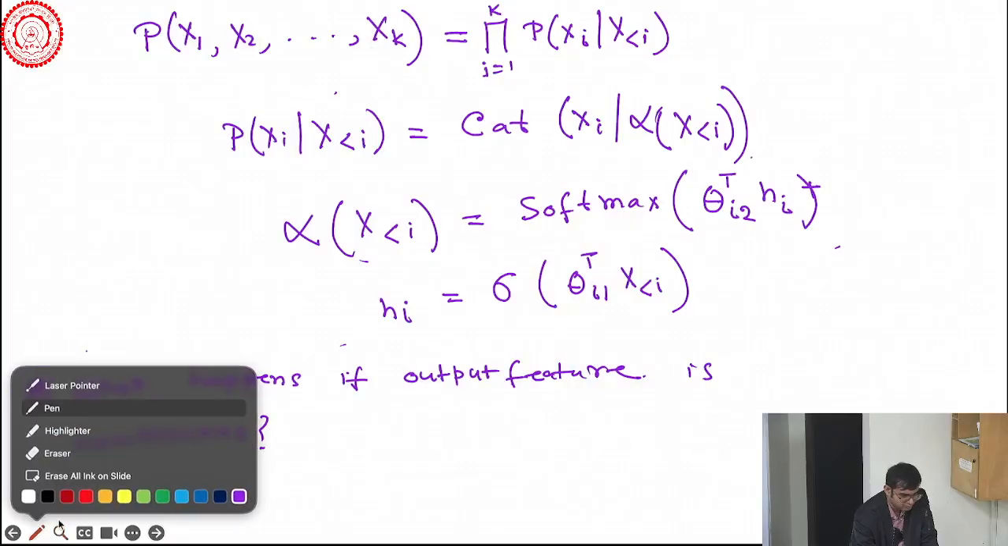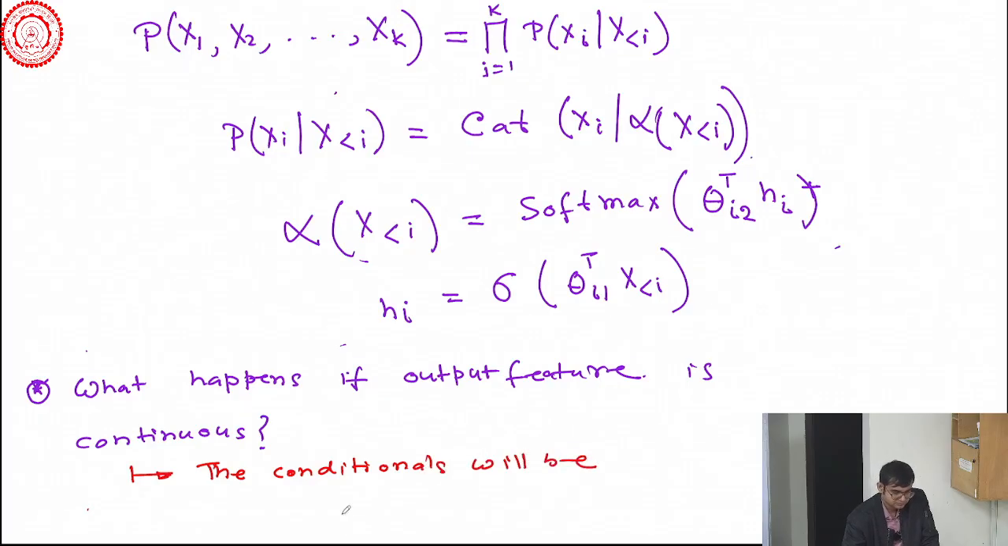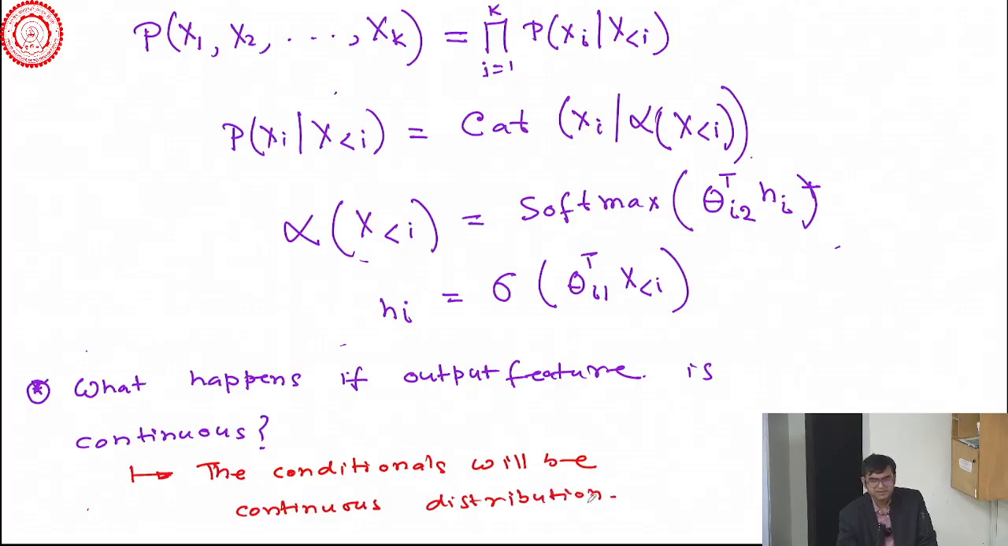So what happens when the feature is continuous? Again, two changes will come into the picture. The first change is that the conditionals will be continuous distributions. Now it can be any continuous distribution.